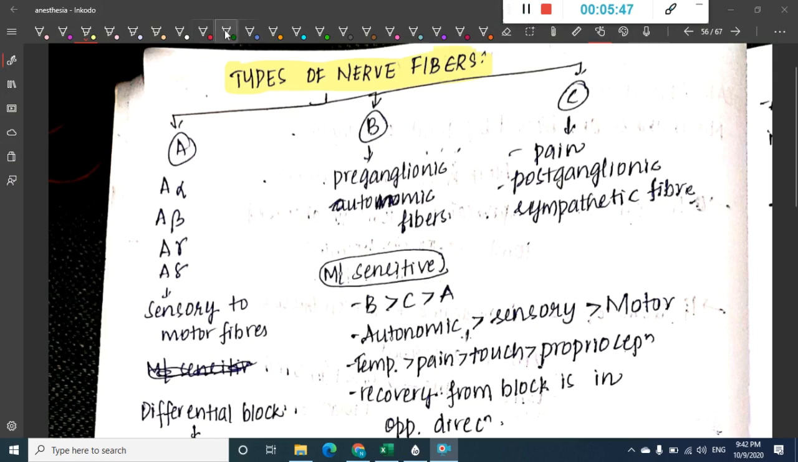The nerve fibers are mainly 3 types: A, B, and C. A type nerve fibers are again divided into A alpha, A beta, A gamma, and A delta types. These are from sensory to motor. Then B fibers are mainly preganglionic autonomic fibers. C fibers carry impulses related to pain, and are postganglionic sympathetic fibers.